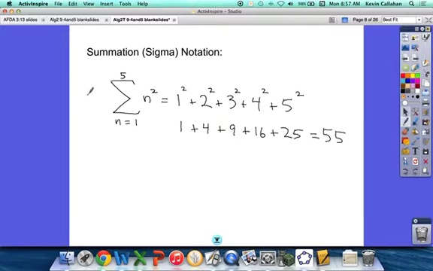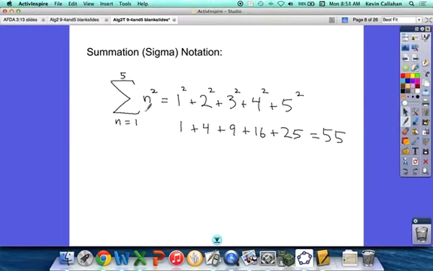Now, if you notice what I've got written here, it's the sigma. It says n equals 1 on the bottom and 5 on the top, and it has an n squared in the middle of it. And I'm saying it equals 1 squared plus 2 squared plus 3 squared plus 4 squared plus 5 squared. Can we kind of imagine how this thing functions by looking at that? N equals 1 to 5. How many terms do you have? You got 5 terms. Each one of those terms is 1 squared plus 2 squared plus 3 squared plus 4 squared plus 5 squared.